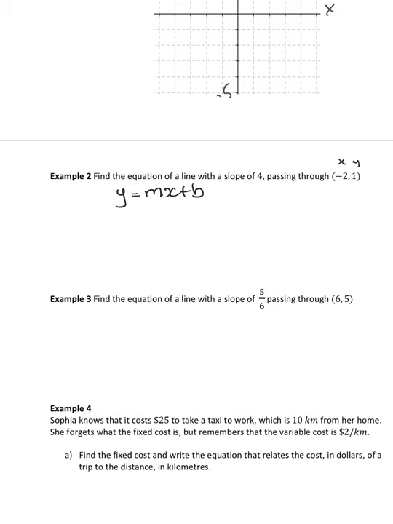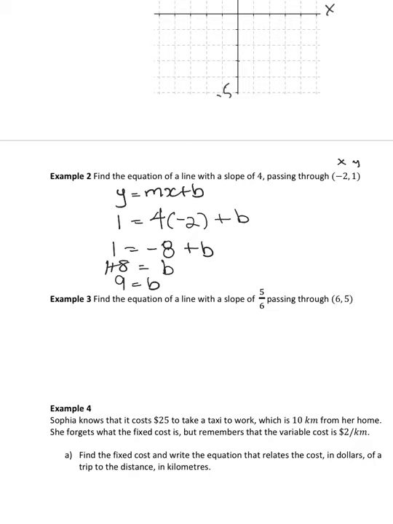So instead of y, I can write a 1. This comes from that point. Instead of an m, I can write a 4 because that's my slope. And instead of an x, I can write a -2 plus b. 4 times -2 is -8 plus b. And because this 8 is negative on the right-hand side, I have to add to get rid of it. So 1 plus 8 is 9. And that's going to be my y-intercept.